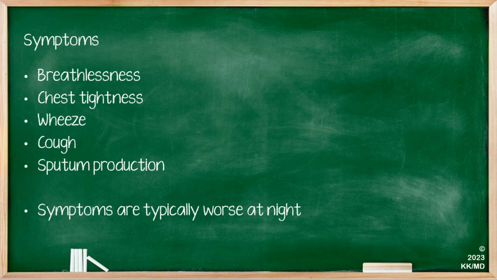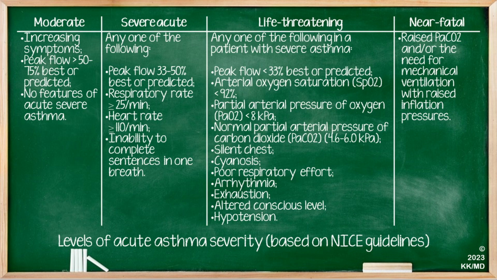In terms of the symptoms of acute exacerbation of asthma, the commonest ones are breathlessness, tightness of chest, wheeze, cough, and sputum production, and these symptoms are typically worse at night. The British Thoracic Society has very clear guidelines and definitions dividing flare-ups of asthma in an acute setting into moderate, severe acute, life-threatening, and near fatal.